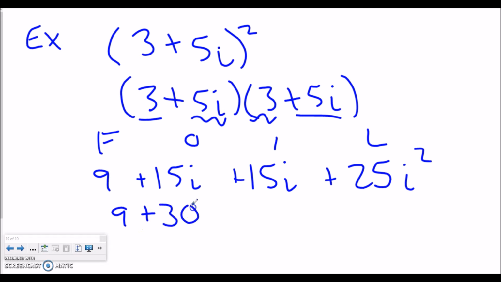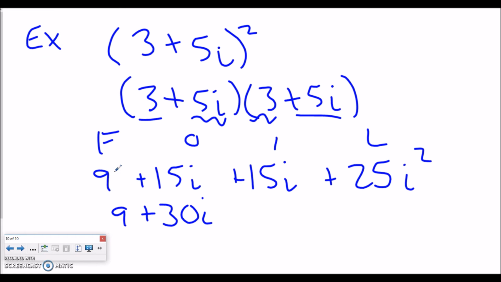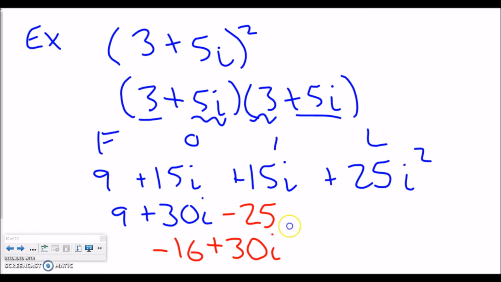Combine the outer and inners to get 30i. And the last term, again, 25i squared turns into minus 25. So when we combine for our answer, negative 16 plus 30i.